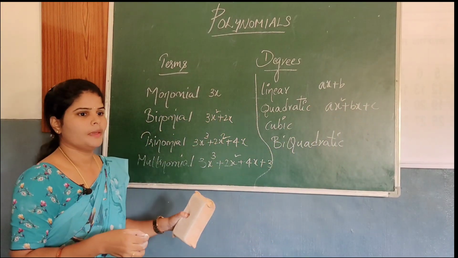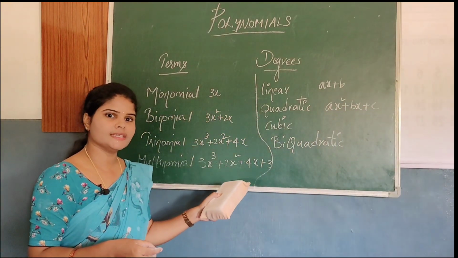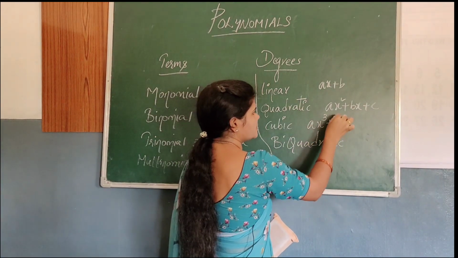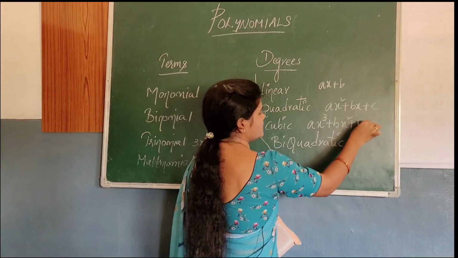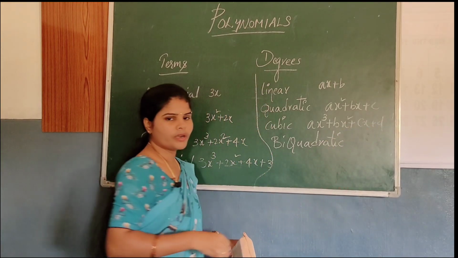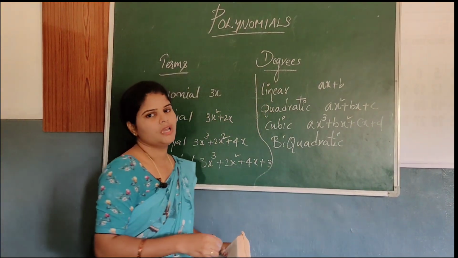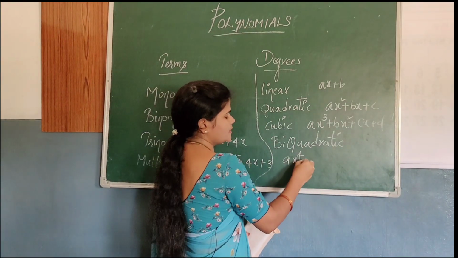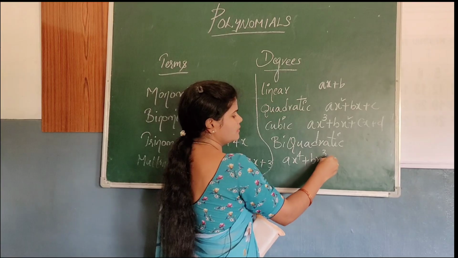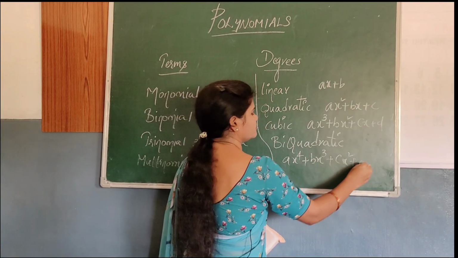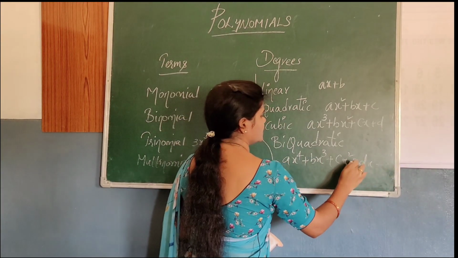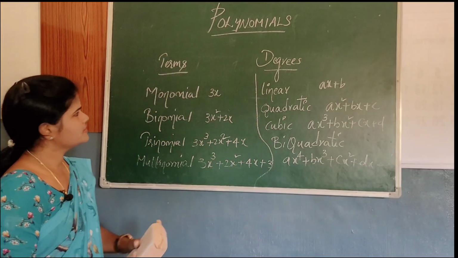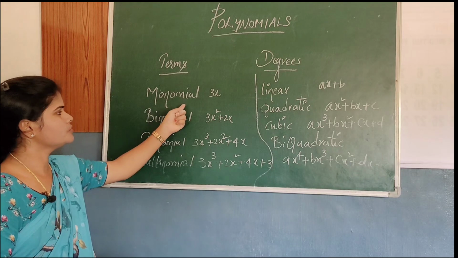Cubic polynomial, a polynomial equation which has the highest degree 3, is called a cubic polynomial: ax cubed plus bx squared plus cx plus d. And coming to the biquadratic polynomial, a polynomial equation which has the highest power as 4, ax power 4 plus bx cubed and so on, is called a biquadratic polynomial. So these are the polynomials classified according to terms and degrees.